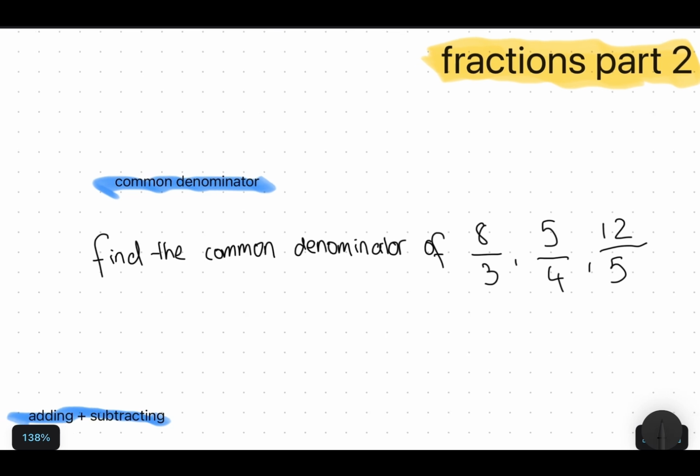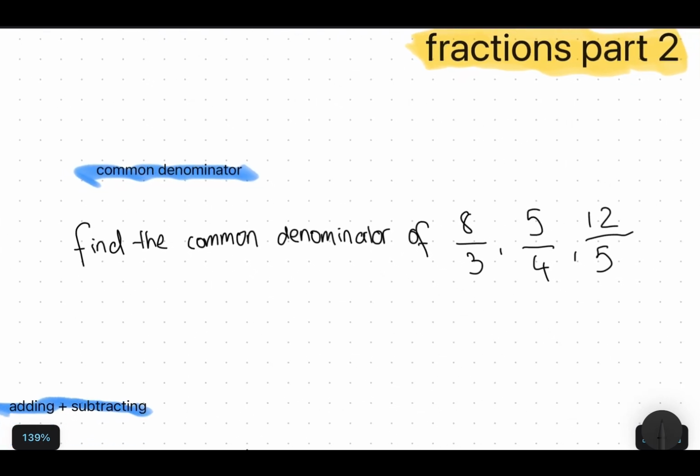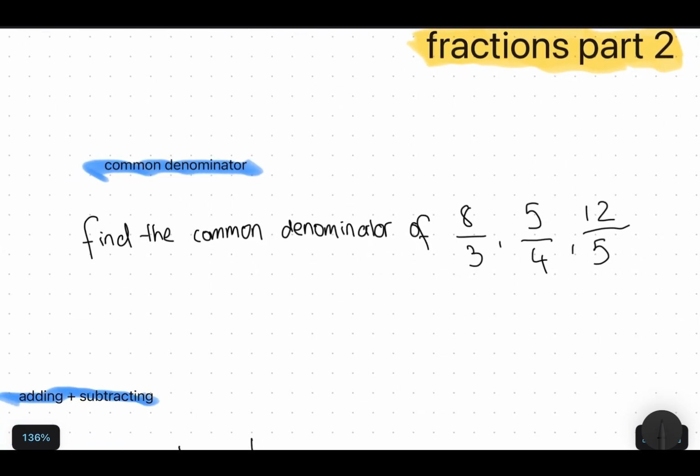First, we'll talk about a common denominator. In this question, it asks us to find the common denominator of 8 over 3, 5 over 4 and 12 over 5. But first, before we answer this question, what actually is a common denominator?